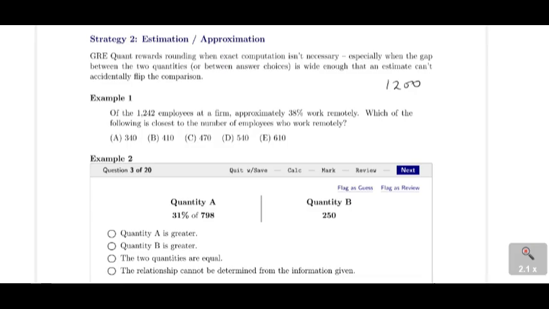Now, we want to look at the second strategy, which is called estimation or approximation. In this strategy, you don't want to do exact computation, right? You want to round some numbers and just do some comparison and then choose between your answer choices. Let's look at example 1. Of the 1,242 employees at a firm, approximately 38% work remotely. Which of the following is closest to the number of employees who work remotely?